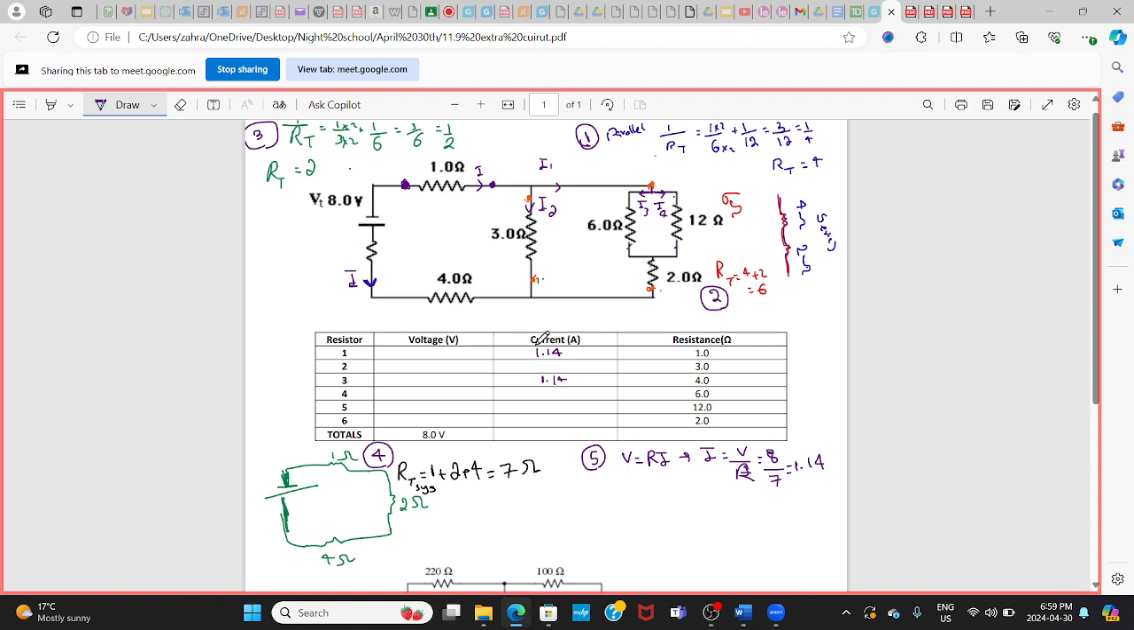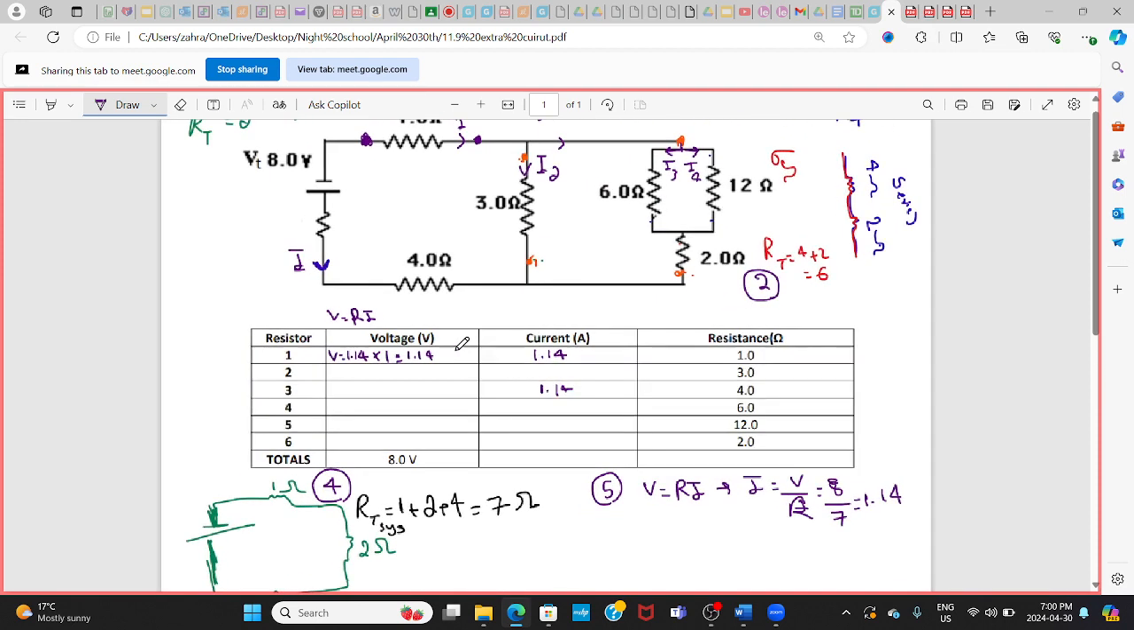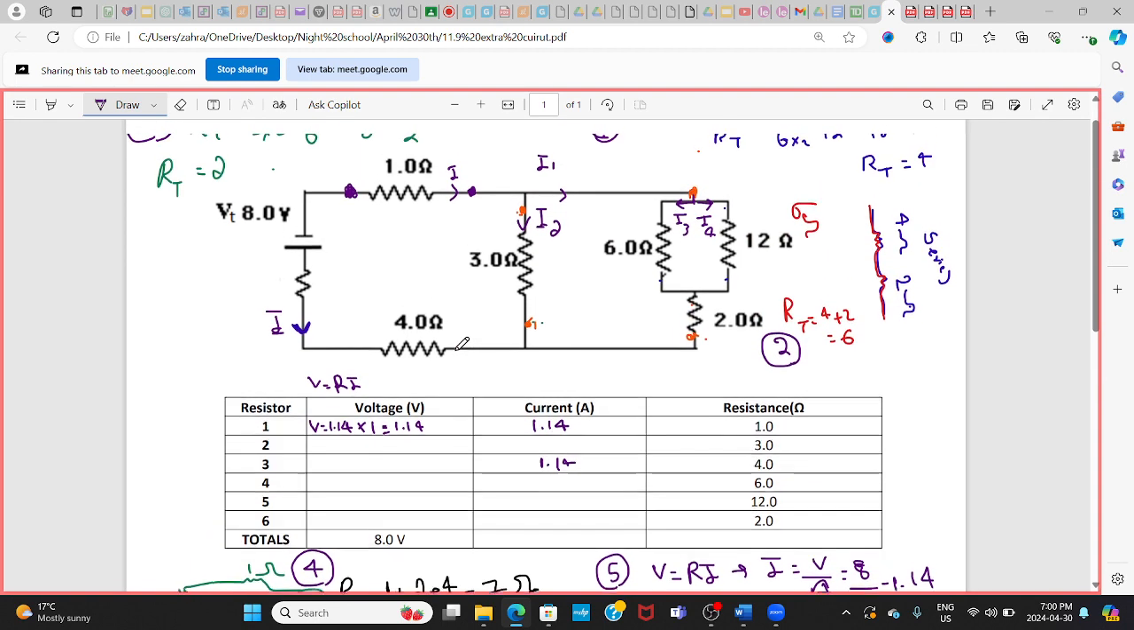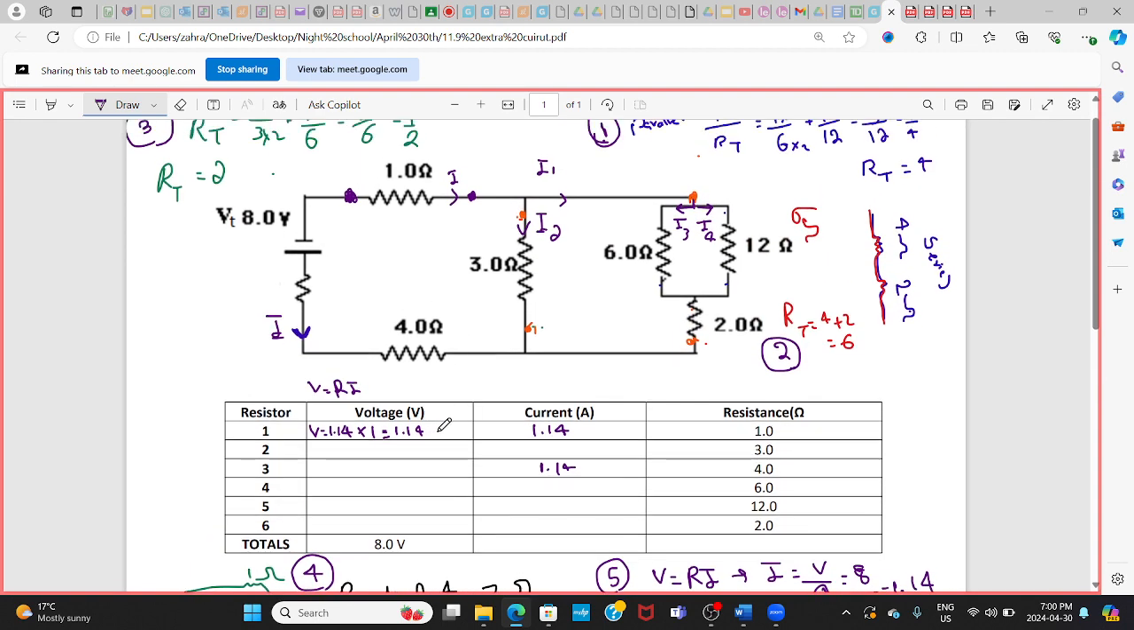Yes, to find the voltage, you need the current and resistance. See, we have a current and a resistance for 1 ohm, right? So the voltage is simply equal to R times I. Here, R multiplied by I, right? So V is equal to 1.14 multiplied by 1, which is 1.14 volts.